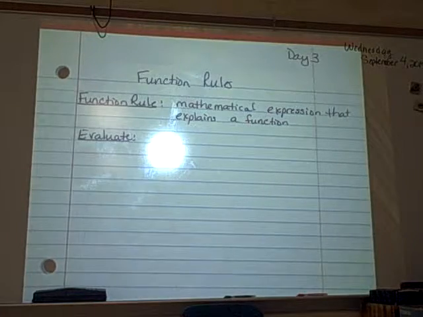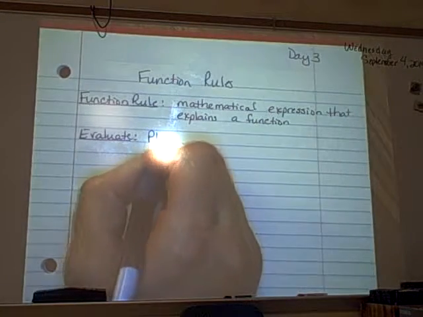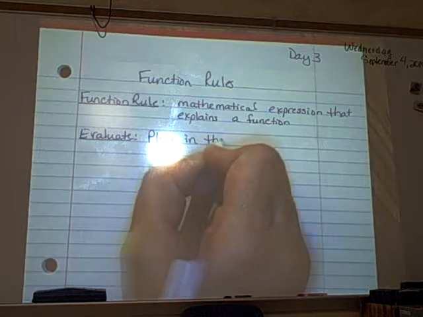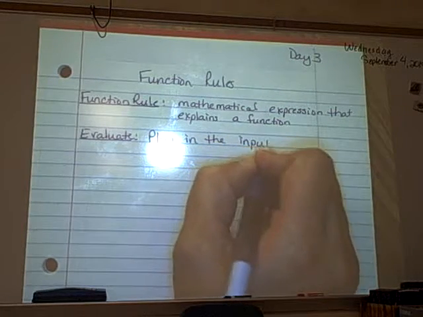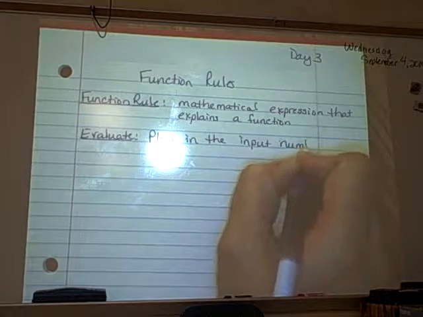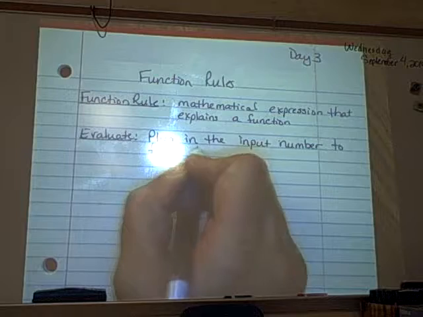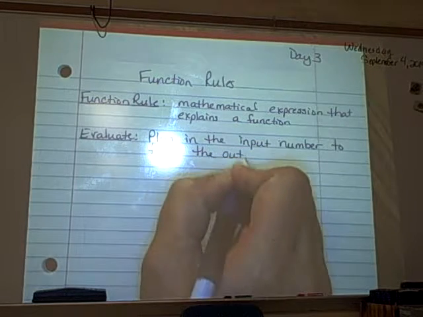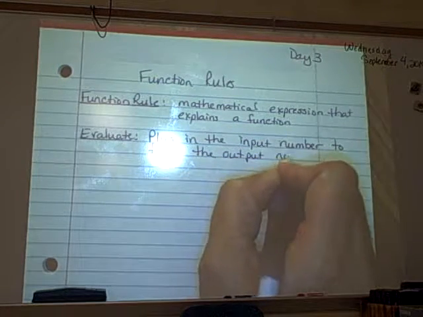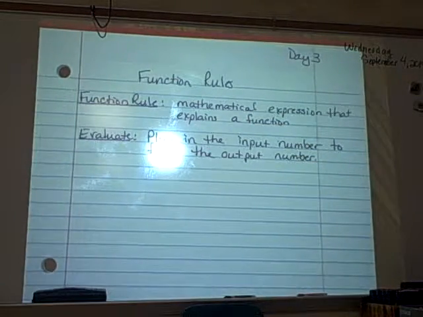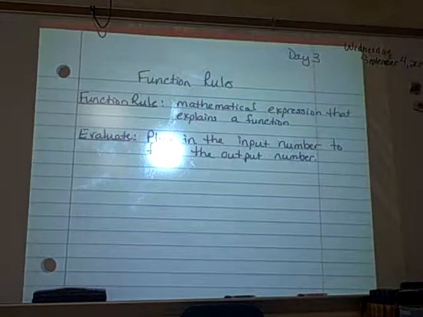So evaluate is the next thing. To evaluate is to plug in the input number to find the output number. It's when you have a rule and you're plugging in the input to figure out what the output is.